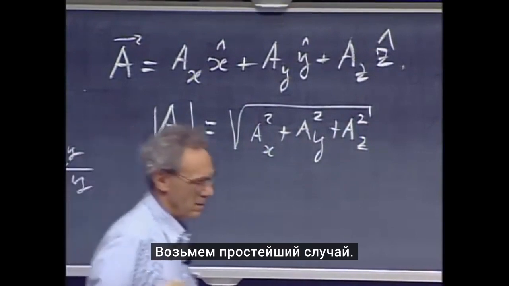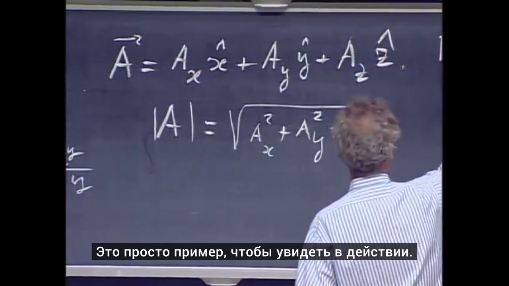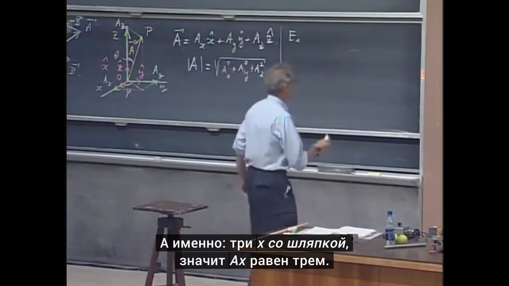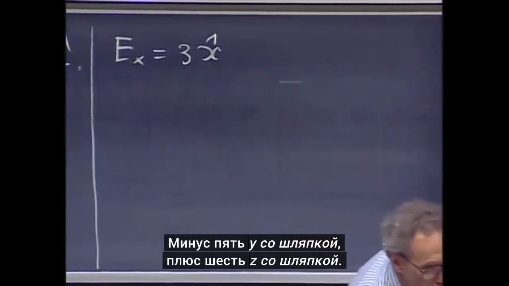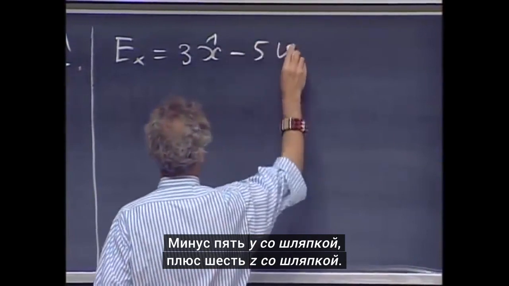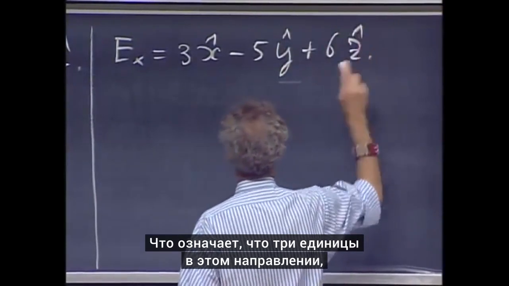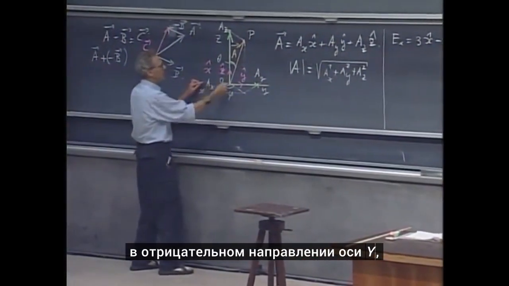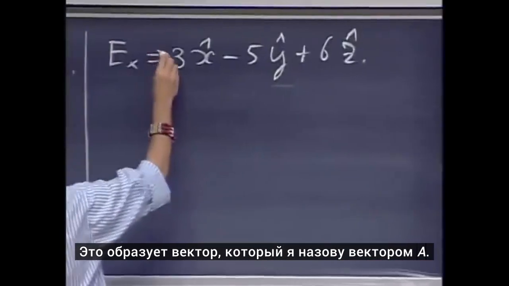And so we can take a simple example. For instance, I take a vector A. So this is just an example to see this in action. And we call A 3x roof, so A of x is 3, minus 5y roof plus 6z roof. So that means that it's 3 units in this direction. It is 5 units in this direction, in the minus y direction, and 6 in the plus z direction. That makes up a vector, and I call that vector A.